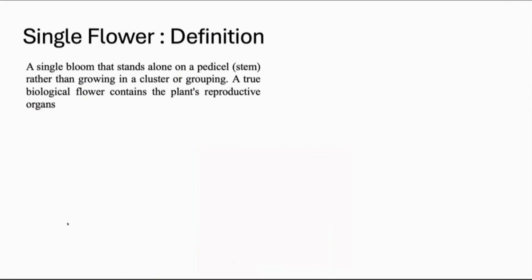What is a single flower? How can you define a single flower? A single flower means it is a single bloom that stands alone on a pedicel that we call the stem, rather than growing in a cluster or grouping. So, the important function of this flower is that it is the plant's reproductive organ.